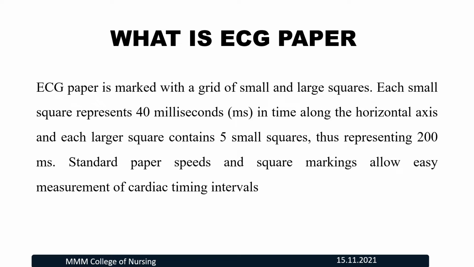What is ECG paper? As a beginning, we must know the basics of ECG paper. ECG paper is a grid of small and large squares. You have seen that, no? Each small square represents 40 milliseconds in time along the horizontal axis. Each large square contains 5 small squares, representing 200 ms. The standard paper speed and square markings allow easy measurement of cardiac timing intervals.